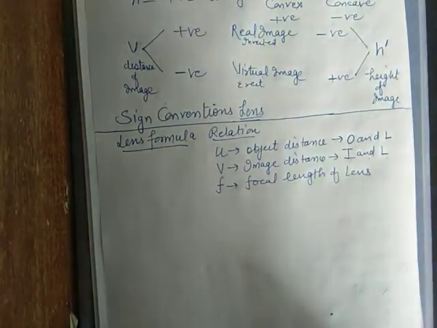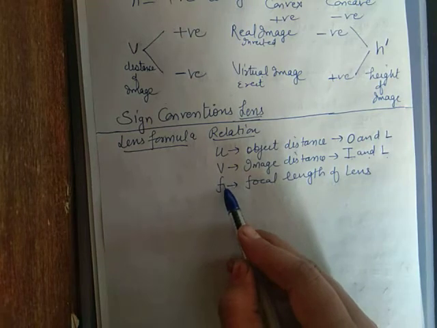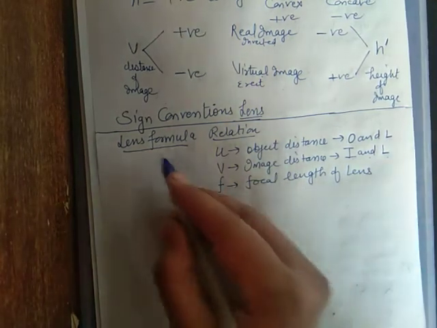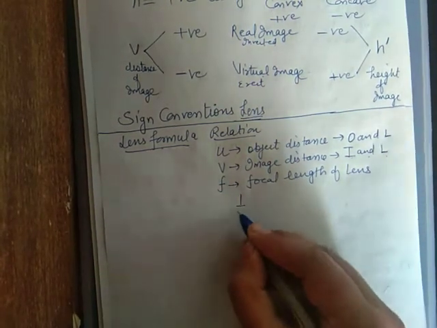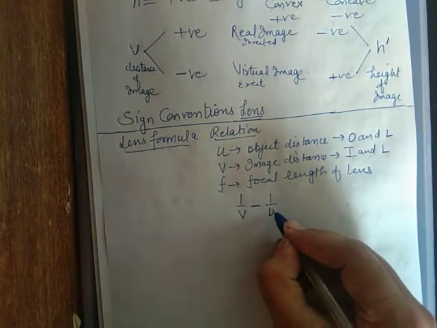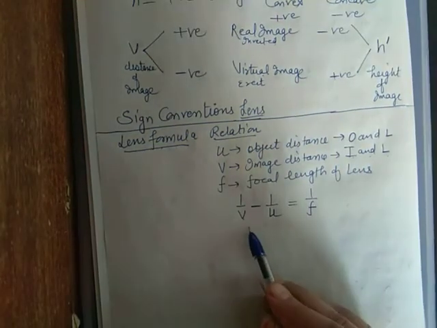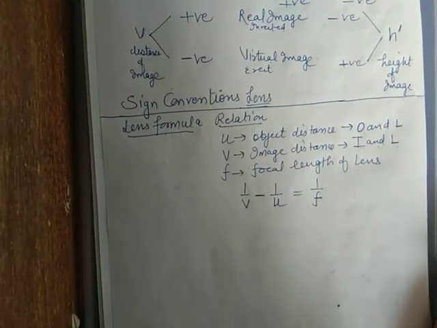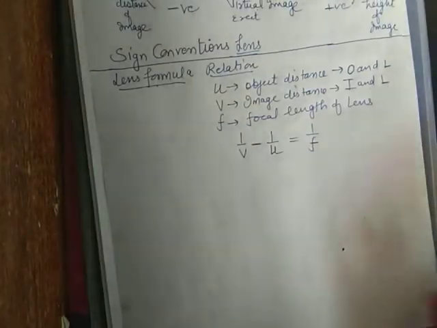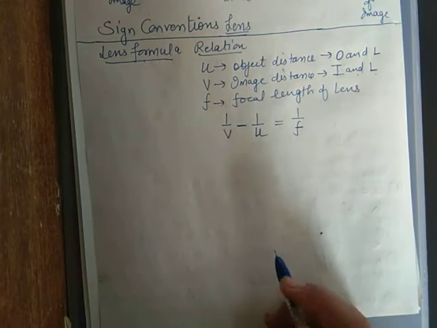So a formula that relates object distance, image distance and focal length is known as lens formula, and for the lens its formula is 1 by V minus 1 by U is equal to 1 by F, where V is image distance, U is object distance and F is focal length.